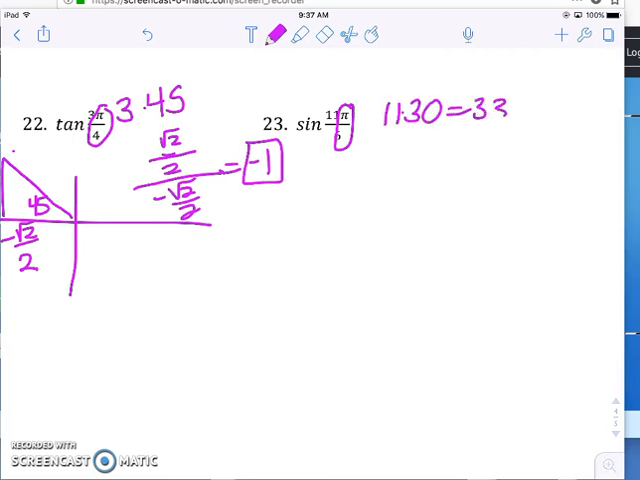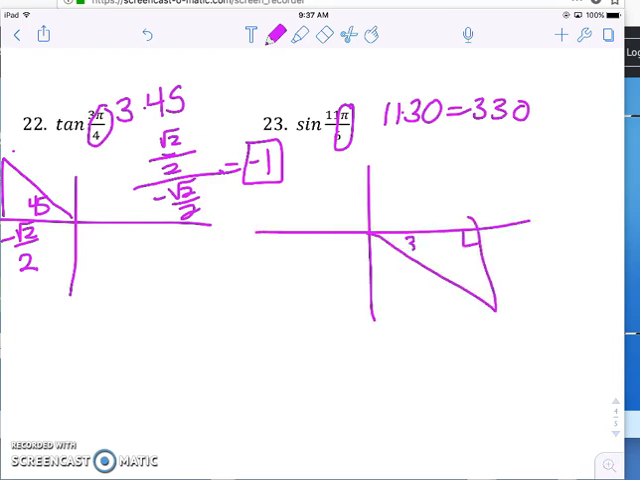And the last one, sine of 11 pi over 6. We have 330. So 30 degrees would be right here. So negative half, root 3 over 2. Sine is y. So it would be negative half.